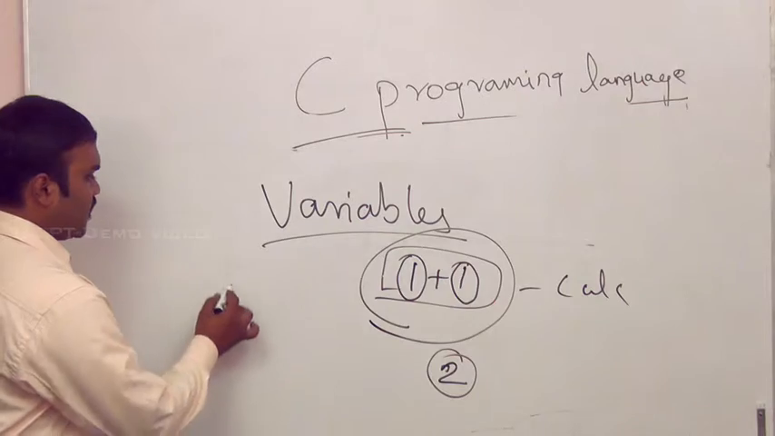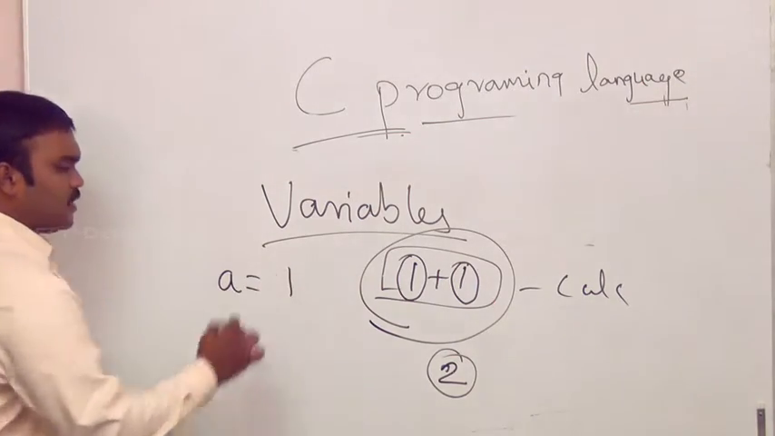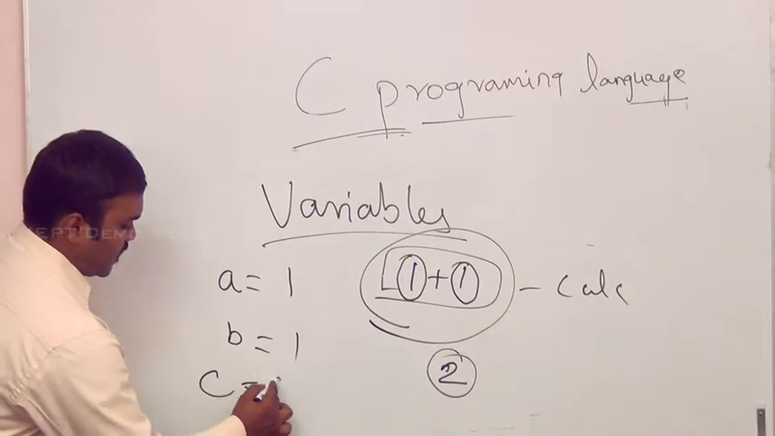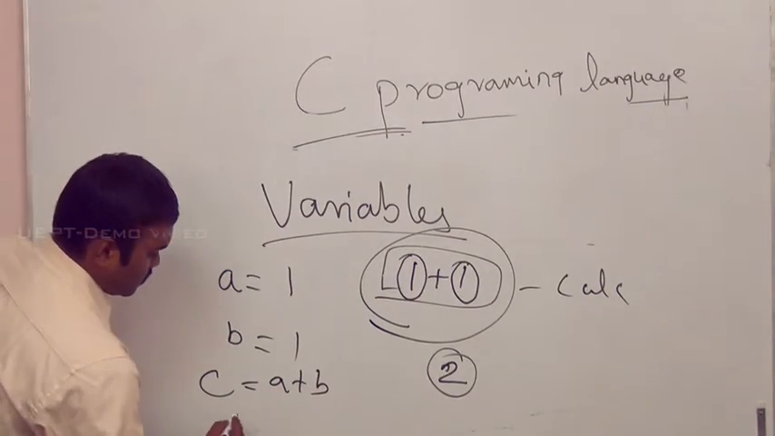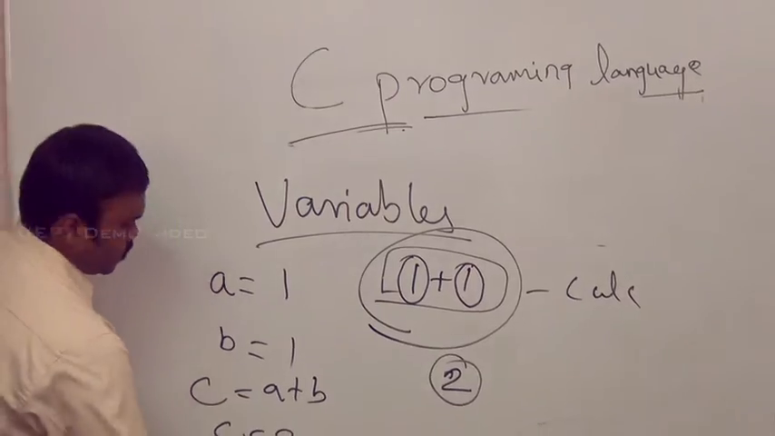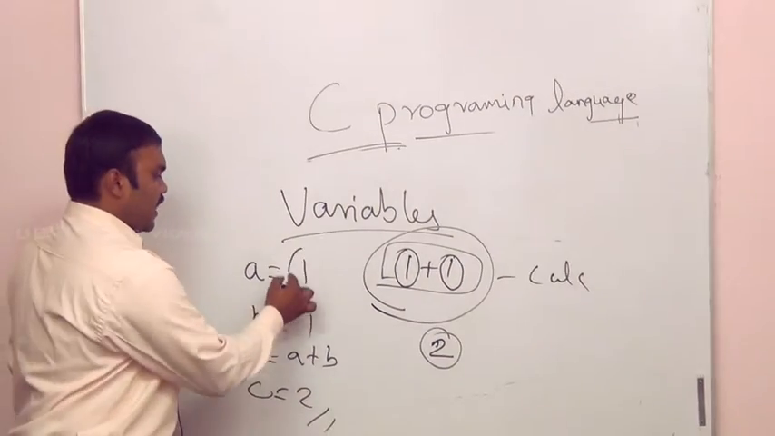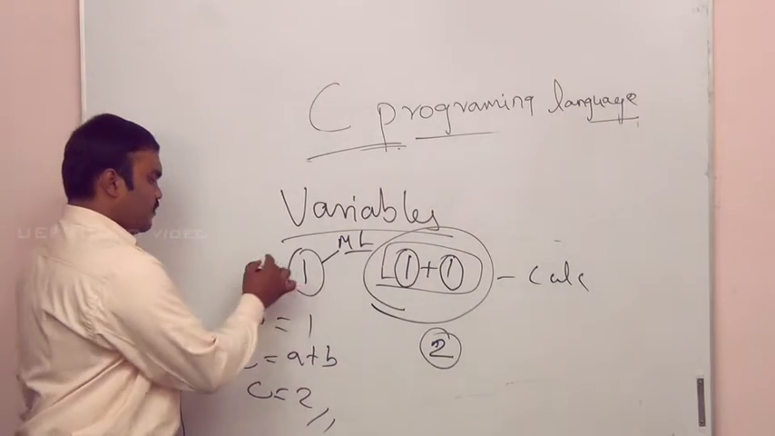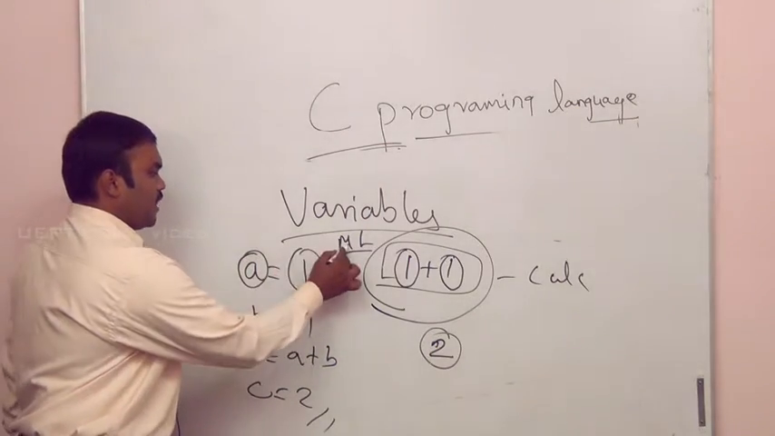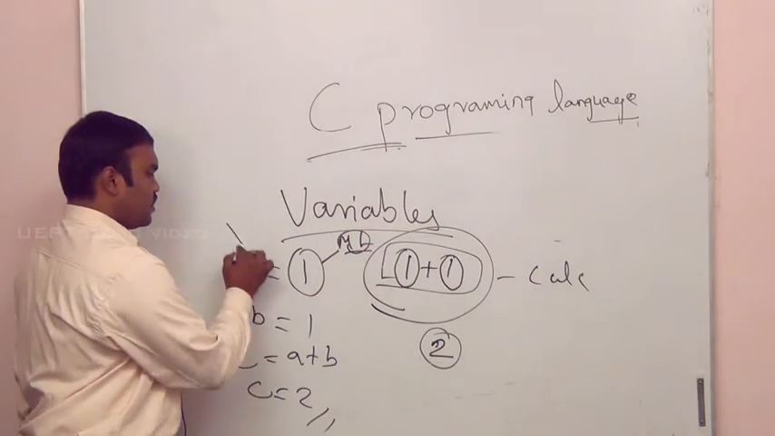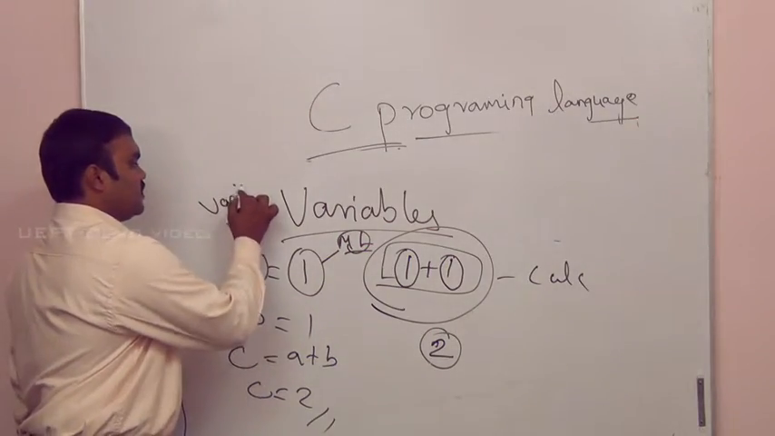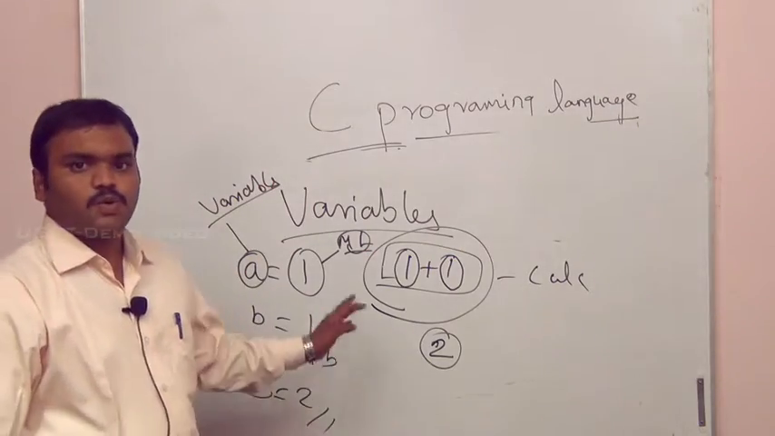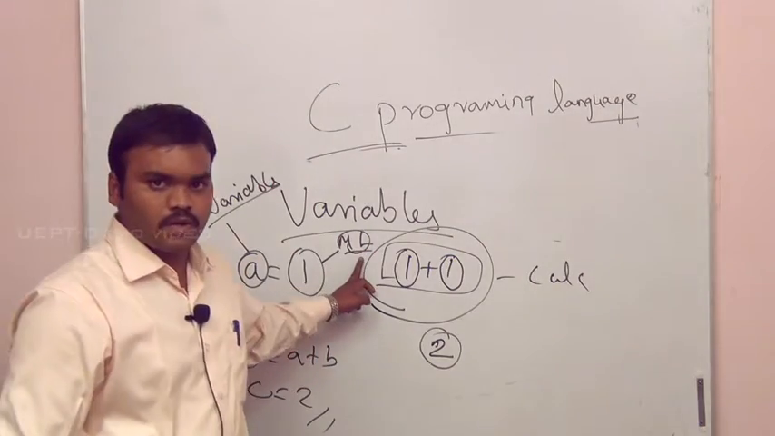For example, A will be assigned as 1, B will be 1, and C will be A plus B, so C will be 2. So the value will be stored in a memory location, and we refer to the value stored in the memory location through this variable. This is the name given by the user to refer to the value in the memory location.